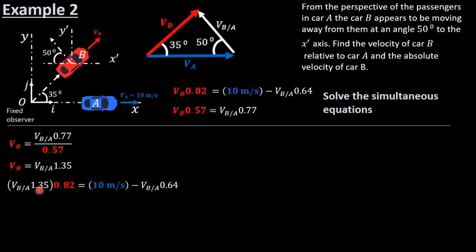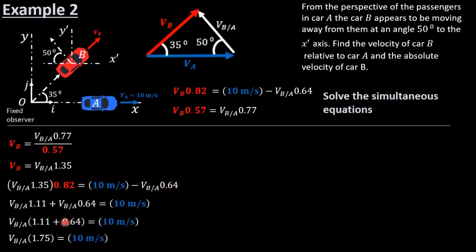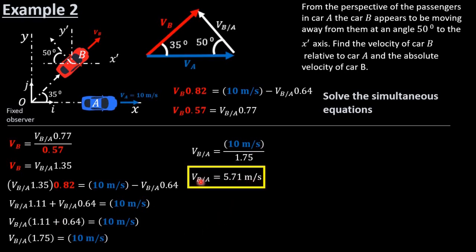So 1.35 times 0.82 will give me 1.11, and then I add this term to this side because I'm trying to get everything with a VB/A onto one side. I simplified that down, added this term onto this side, simplified it even further, and then divided both sides by 1.75 to get the relative velocity as 5.71 meters per second. So that is the velocity of car B relative to car A.